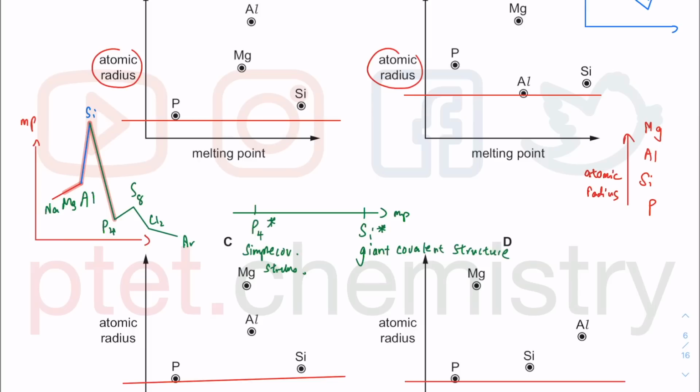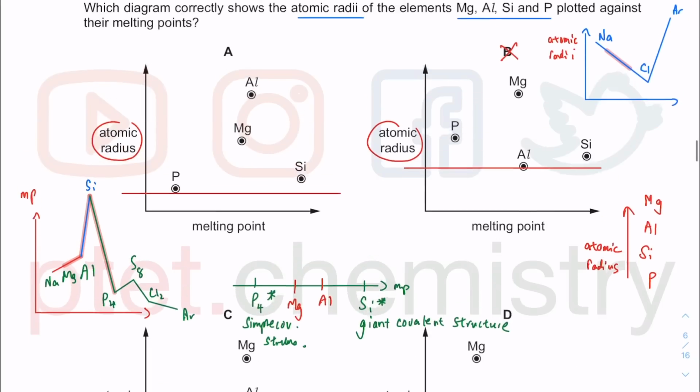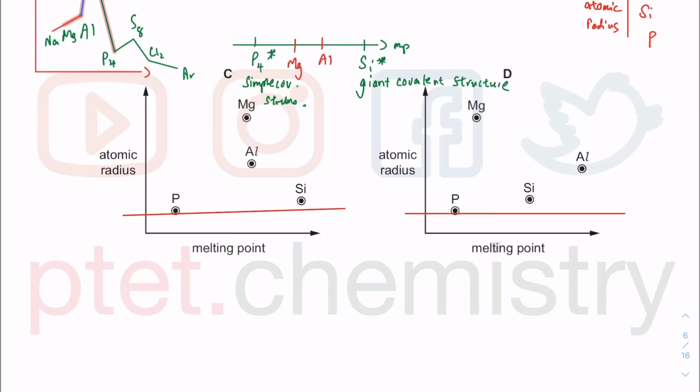Between magnesium and aluminium, aluminium has a stronger metallic bond, so aluminium will have a slightly higher melting point than magnesium. So on our x-axis, phosphorus is the lowest, silicon is the highest. This one is okay. Phosphorus is the lowest, silicon is the highest, but we already crossed out option B based on the atomic radius. So we just need to have a look at this. Phosphorus is the smallest, well, lowest melting point. Silicon is the highest, that one is okay.